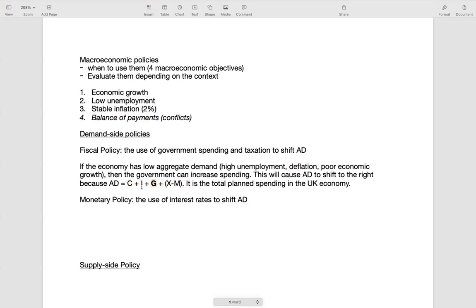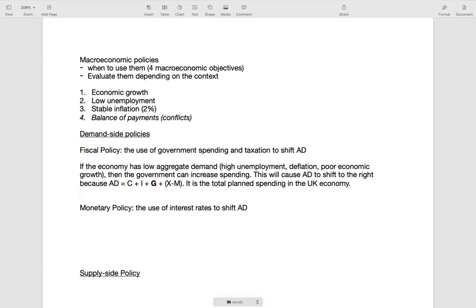So obviously we're doing G. Fiscal policy is when you do more G, more government spending. If any of these change, then AD will change as well. That's why AD shifts to the right. What was C again? Consumer spending. So consumption, investment, government spending, and net exports, so exports minus imports.